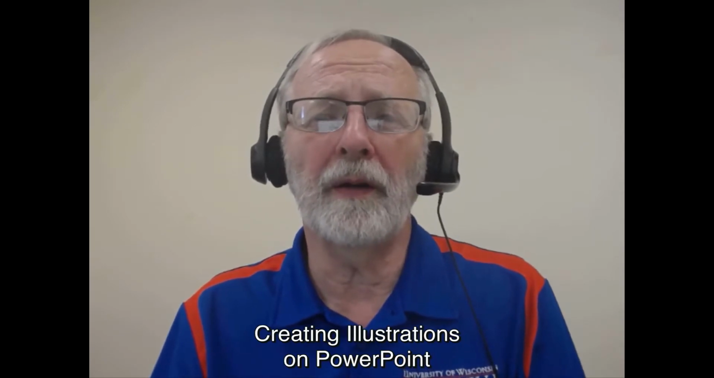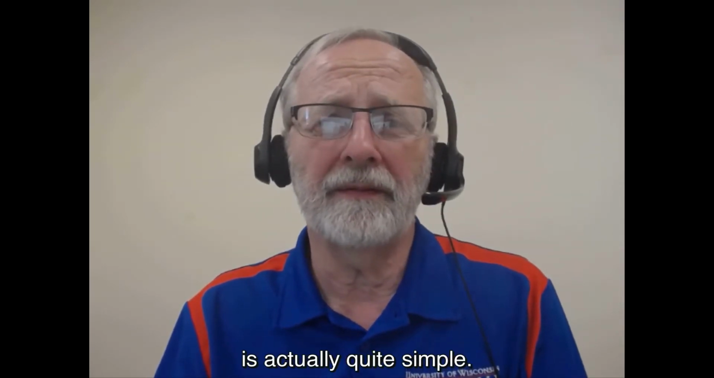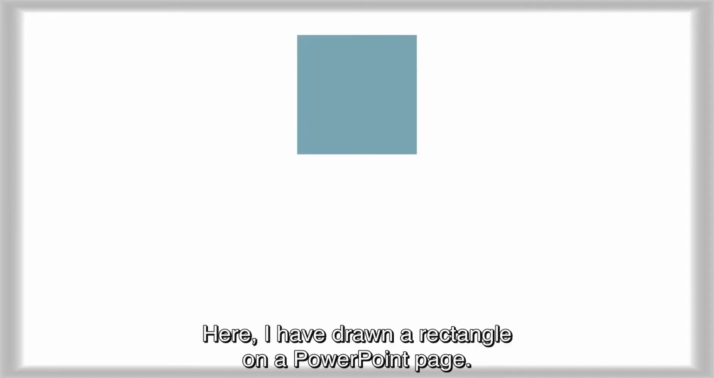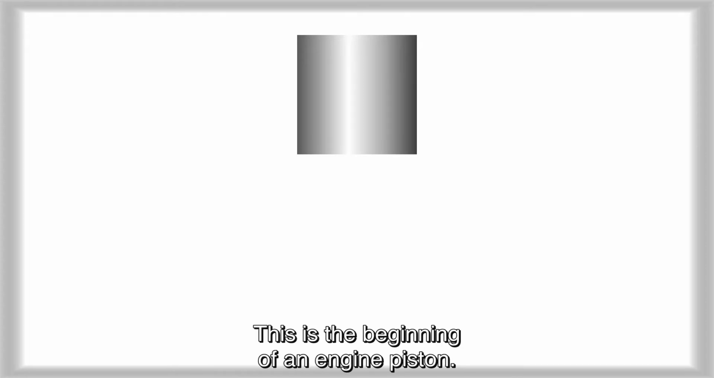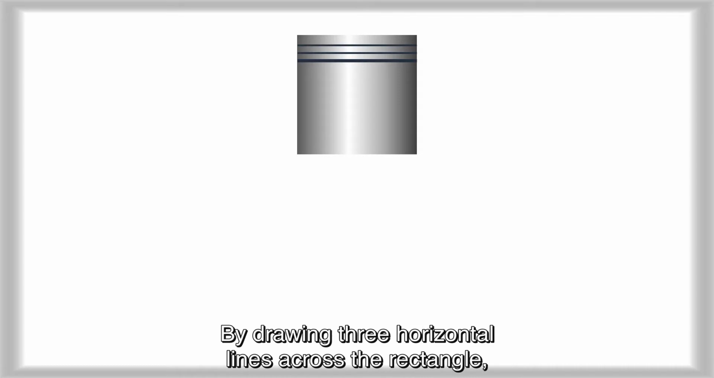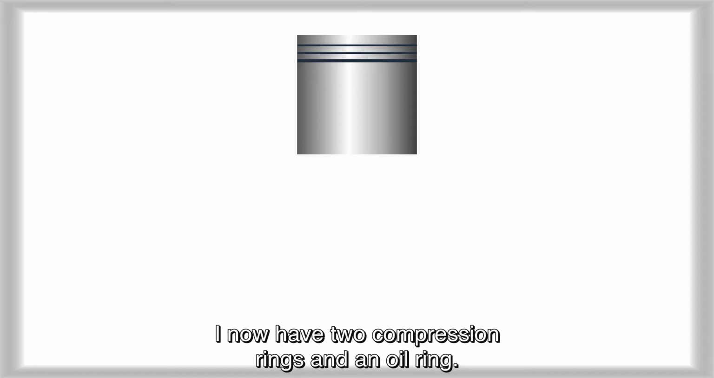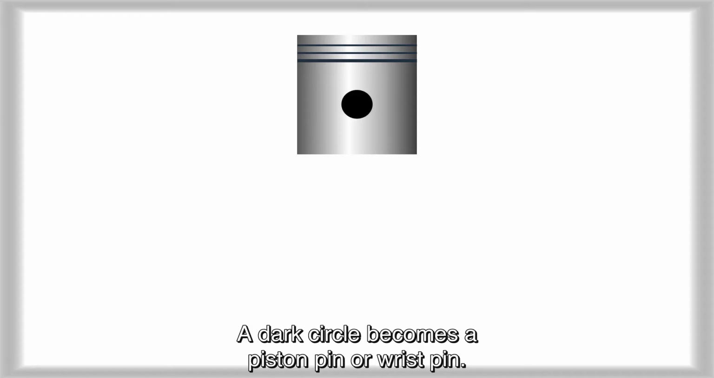Creating illustrations on PowerPoint is actually quite simple. Allow me to demonstrate. Here I have drawn a rectangle on a PowerPoint page. By using a gradient fill, I have made the sides of the rectangle darker and the center lighter. In doing so, the rectangle begins to look like a cylinder. This is the beginning of an engine piston. By drawing 3 horizontal lines across the rectangle, I now have 2 compression rings and an oil ring. A dark circle becomes the piston pin or wrist pin.